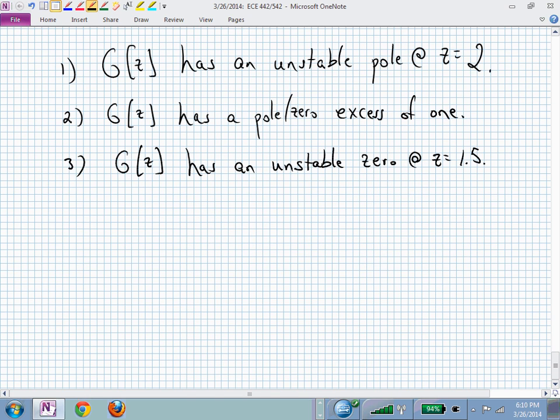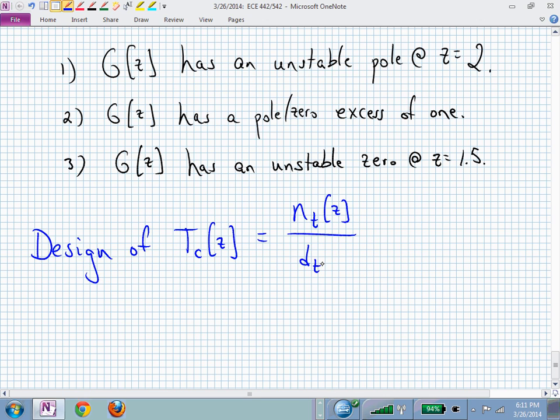Now, what do we do with that? Now we need to figure out how to build our desired controller transfer function. So now let's look at this design of T sub c of z. And maybe if we need to, we'll say that's a ratio of 2 polynomials, a numerator polynomial that I'm going to subscript t, and a denominator polynomial of t sub c, which I'll subscript as d sub t of z if I need to.